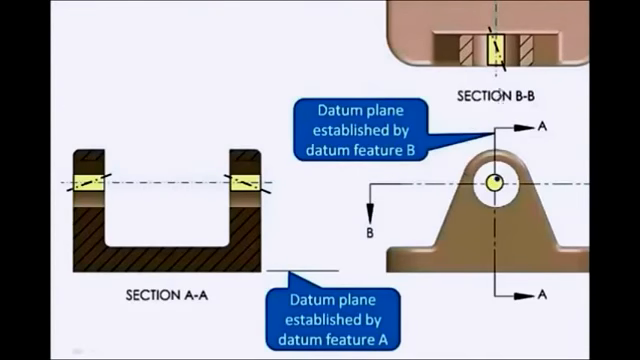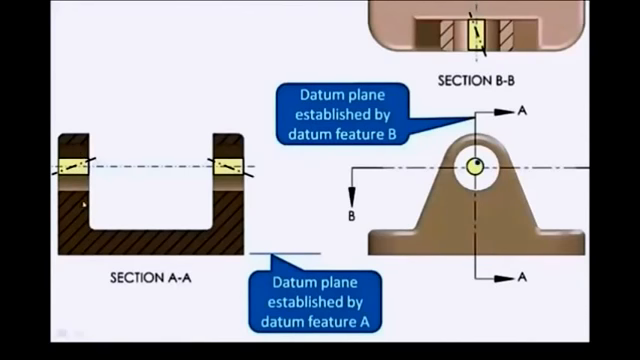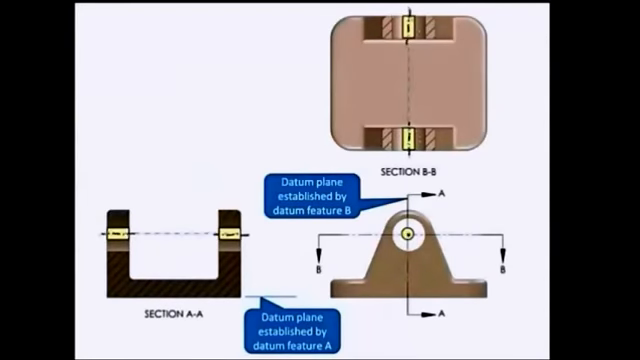Here's our 0.4 tolerance zone, and I'm using these little center lines to represent possible axes of the two holes. So what this is saying is these holes can move around within that 0.4 zone, and they can also tilt relative to the plane established by A and the plane established by datum feature B. Notice that they're acting individually.